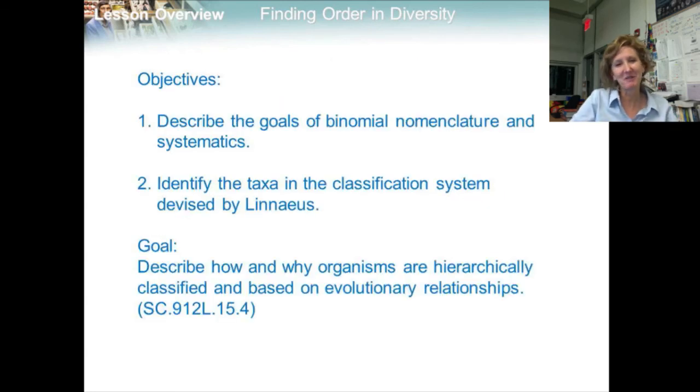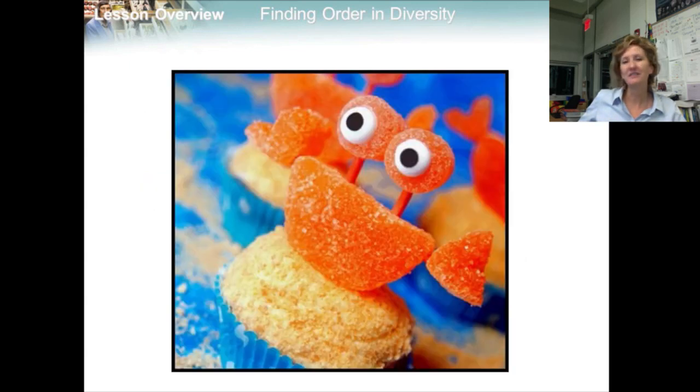All right. So describe the goals of binomial nomenclature and systematics. Identify the taxa in the classification system devised by Linnaeus. And that goal is describing how and why organisms are hierarchically classified. And we also will get to evolutionary relationships. A little cute crabby for you. Enjoy.